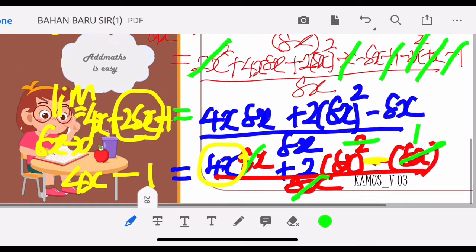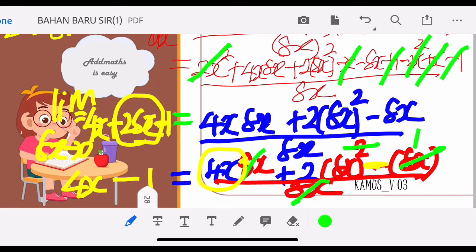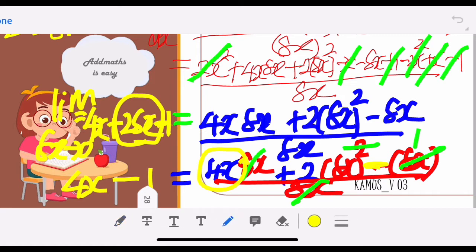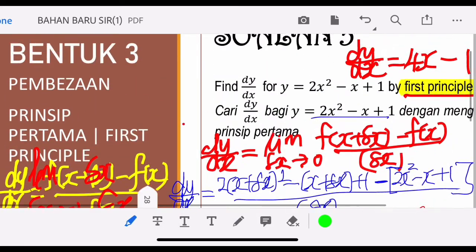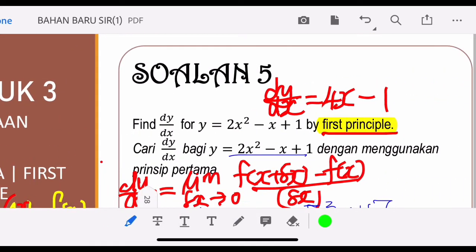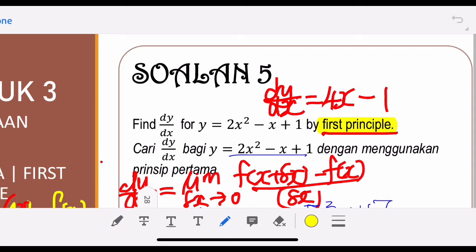So after you use the formula, then you have to apply the limit when delta x approaches 0. So the final answer is 4x minus 1, and we can always check. If you differentiate, you will get 4x minus 1. But this is using the formula. We cannot use a formula. This one is using formula.